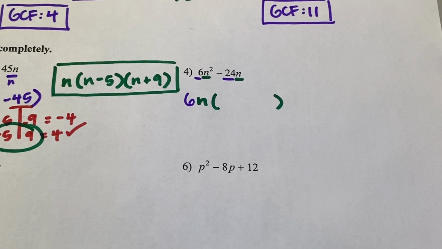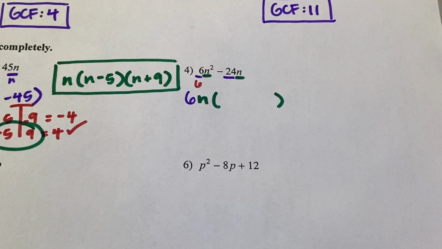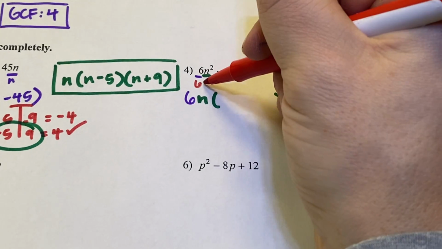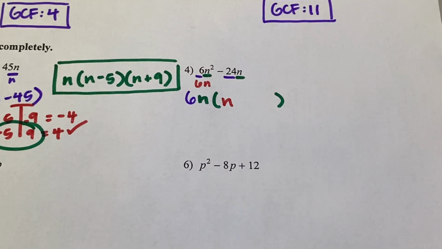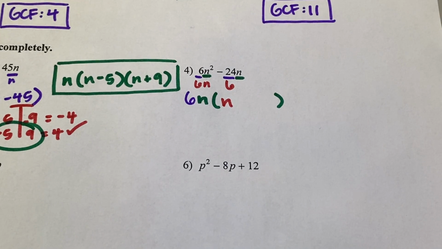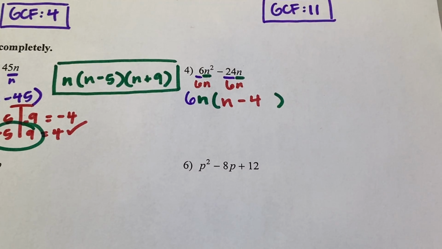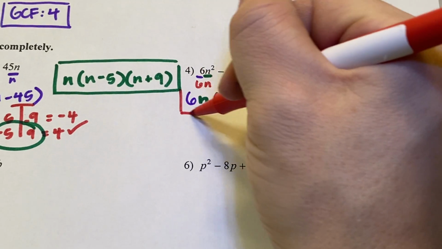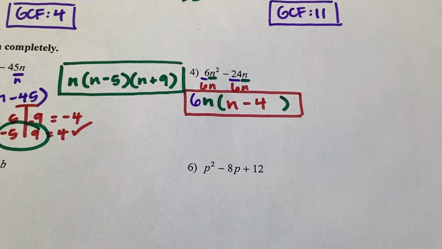So let's figure out what's left inside. We do that by dividing, right? That's what factoring is. What's 6 divided by 6? 1. And then I had 2 N's, but I took 1 away. How many are left? Just 1 N. What's negative 24 divided by 6? Negative 4. I had an N, but then I took that N away. Any left? No. So final answer, 6N times N minus 4.